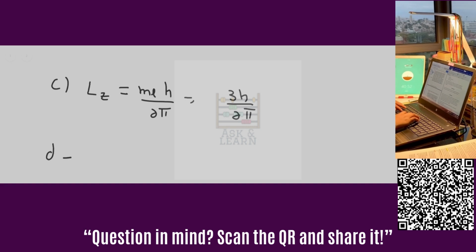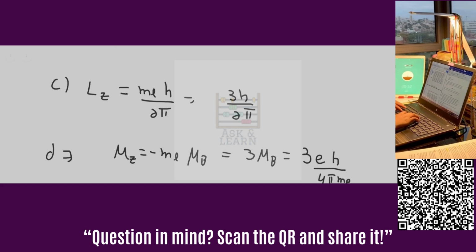For part D, again, it's very similar. This gives mu z is minus ml mu B, and the greatest will again be the maximum value allowed. So this is 3 mu B. And we can write this in terms of the constants: this is 3 h divided by 4 pi m.